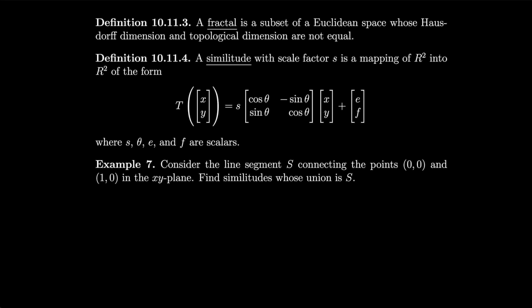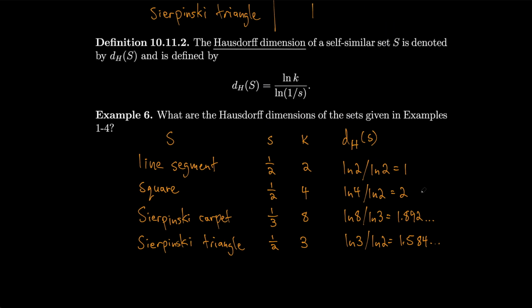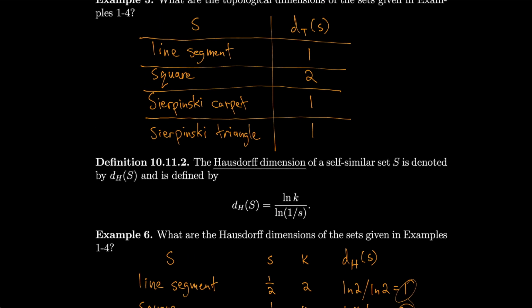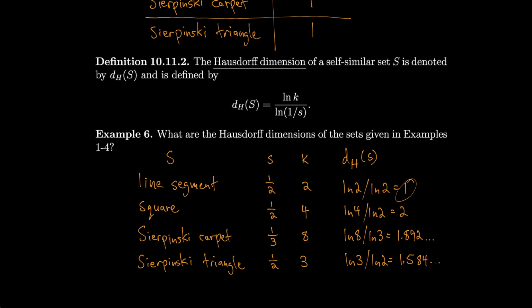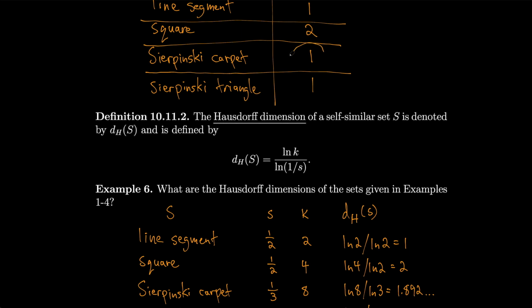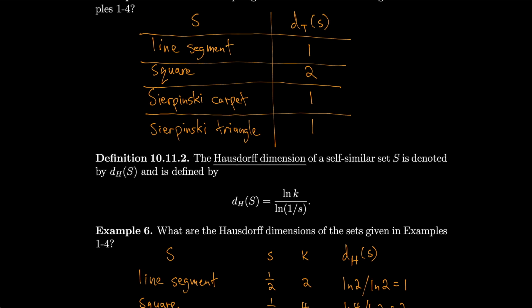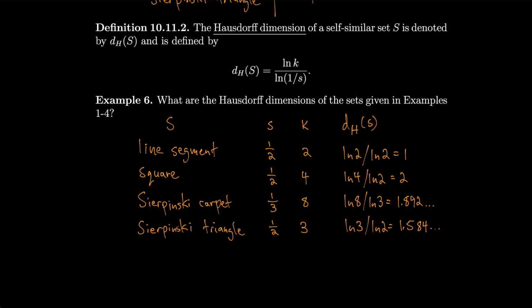A fractal is a subset of a Euclidean space whose Hausdorff dimension and topological dimension are not equal. Because notice, for the first two, we had 1 and 2, which matched D_T. But for the second two, they did not match, because I bullied you into thinking that the D_T would be 1 for the Sierpinski carpet and Sierpinski triangle, which does not match the D_H. While I'm here, maybe I'll add the lines for this table.